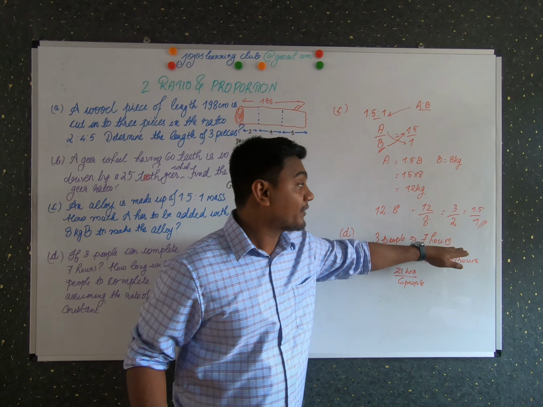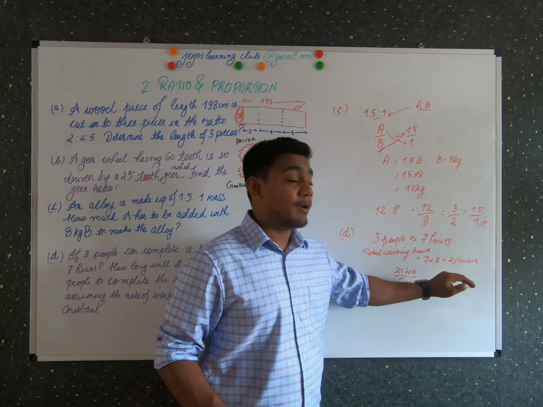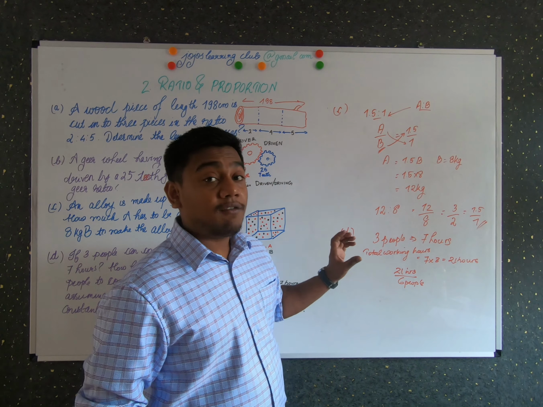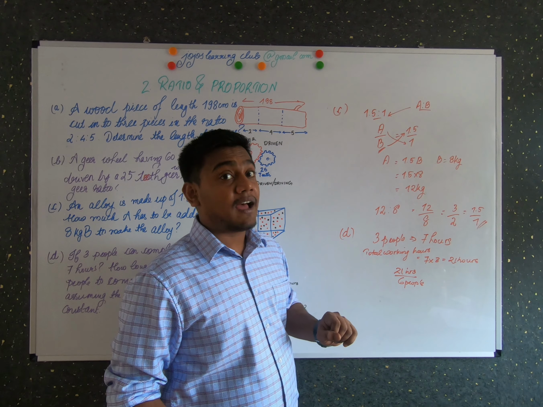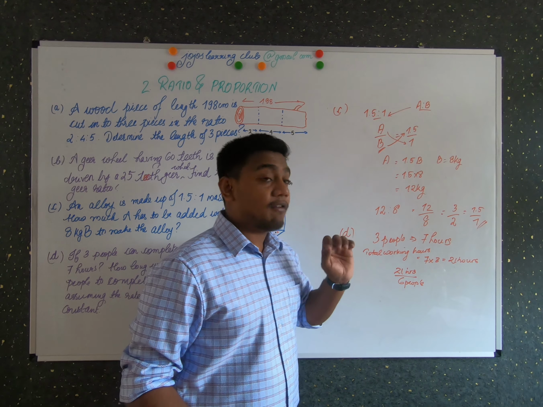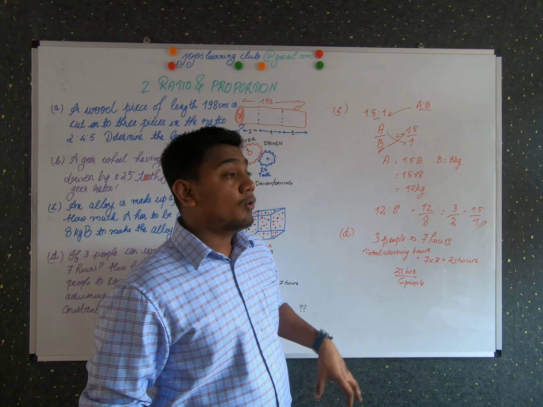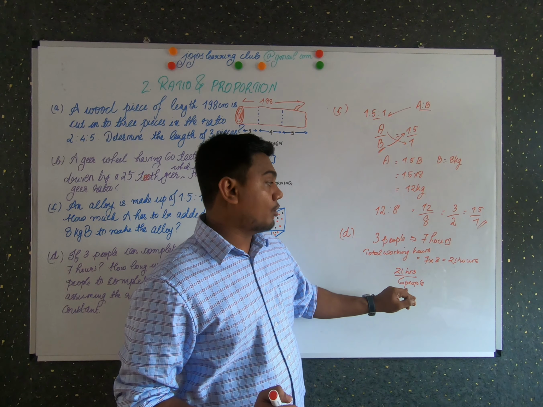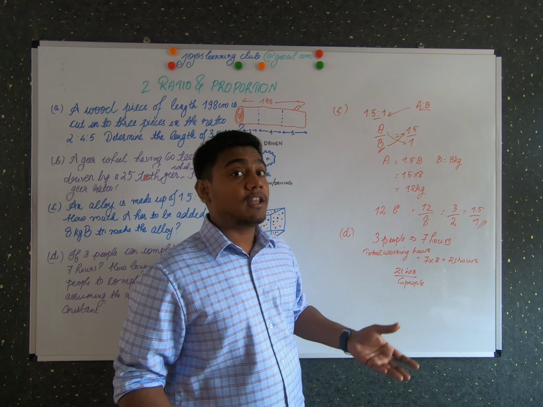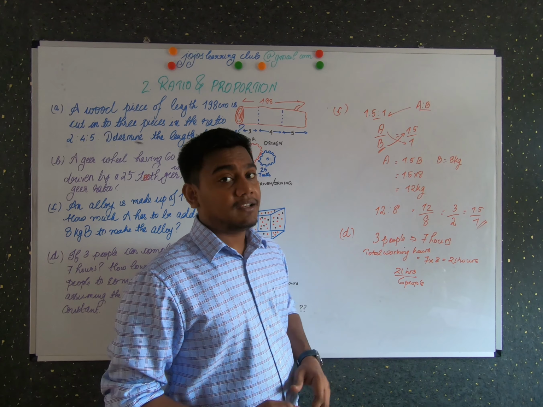There are 3 people, 7 hours. What is the total working hours? 7 times 3, that is 21 hours. So 21 hours are required for 3 people to complete the task in 7 hours. So the total working hours are 21 hours. Now the same task 6 people are going to do. So how long they have to do, or how many hours they have to work to complete the task.